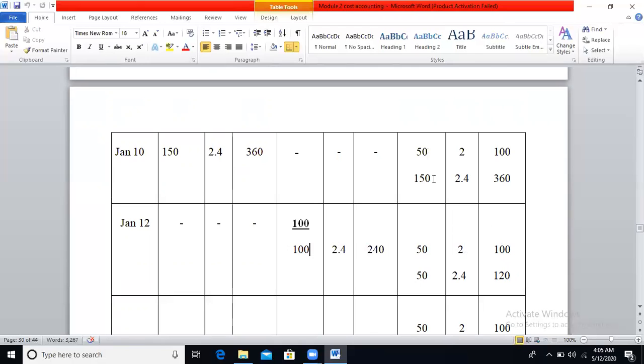And out of 150 units, you have already issued 100 units. The remaining balance will be 50 units at the rate of 2.4. 50 into 2.4, you will get 120.